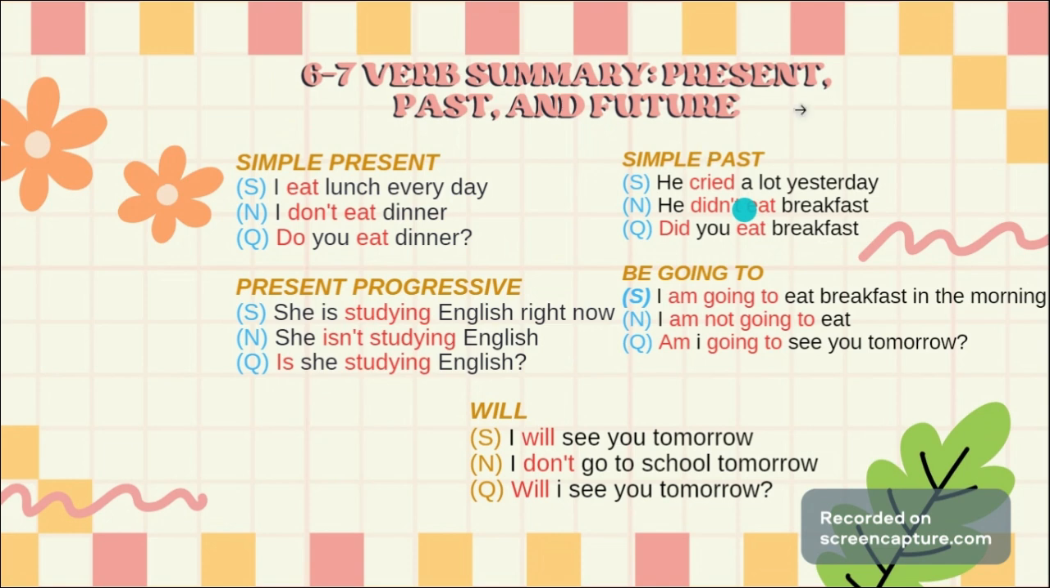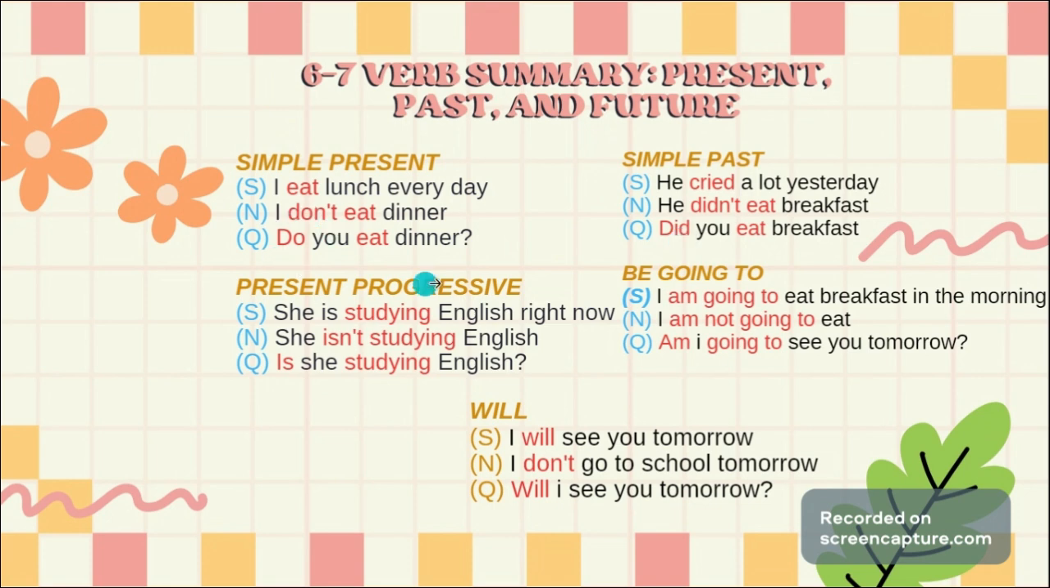It's different from the simple present, which uses do, while simple past uses did. So did plus not, because it's negative, becomes didn't. Eat breakfast is the same. And for question, we have: did you eat breakfast? As I said before, for simple past we use did, and for simple present we use do.